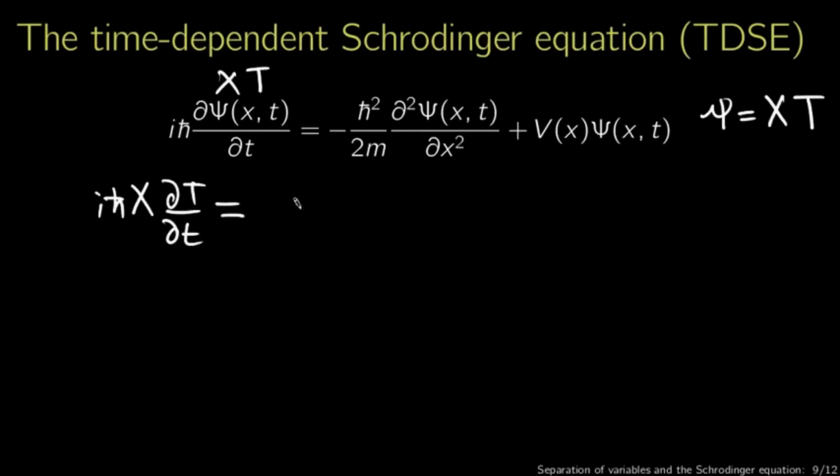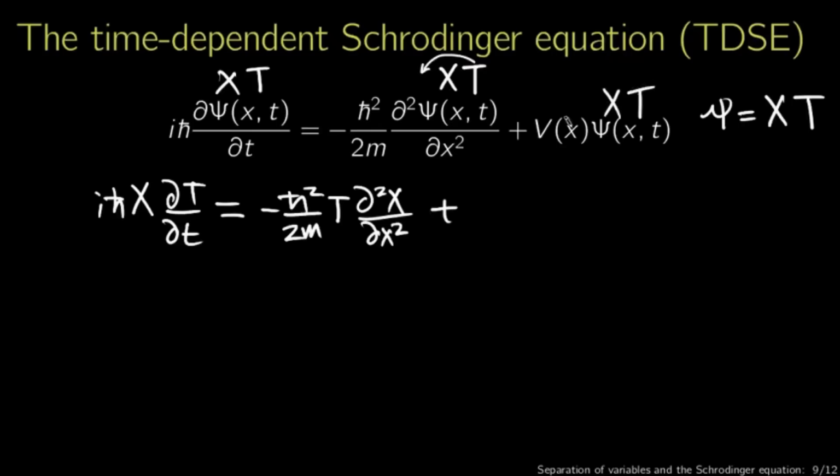This is then going to be equal to minus h bar squared over 2m times the same thing. When I substitute X(x)T(t) in here, the second derivative with respect to position is not going to act on the time part, so I can pull the time part out: T, second derivative of big X with respect to position. And substituting X(x)T(t) here doesn't really do anything. There's no derivatives here, so this is not a particularly interesting term. So we're getting V X T.